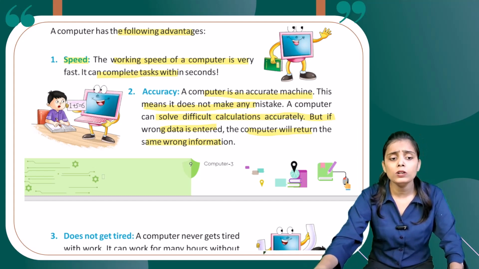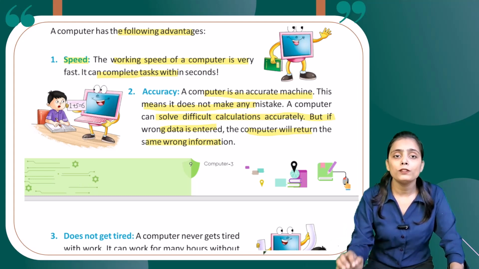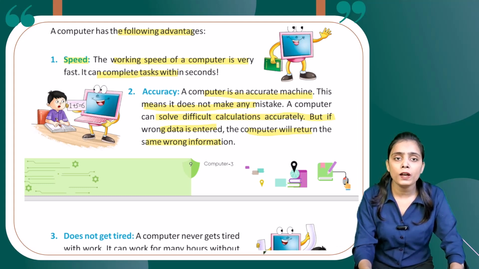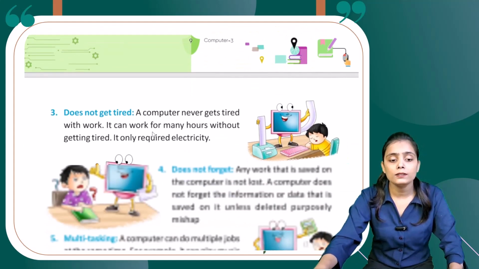समझ में आया बच्चों? आपको राइट ही डेटा देना पड़ेगा. Suppose here you can see you want 1 + 5, then it will give you 6. But if you are asking a + 5, so it will give you an error. Okay, now here let's see, it doesn't get tired.